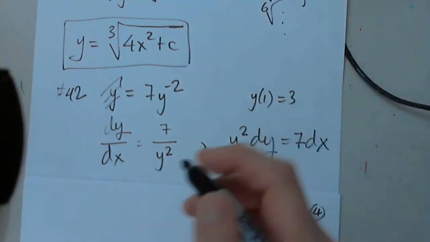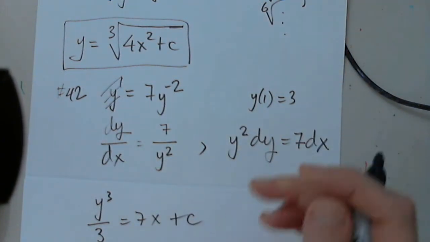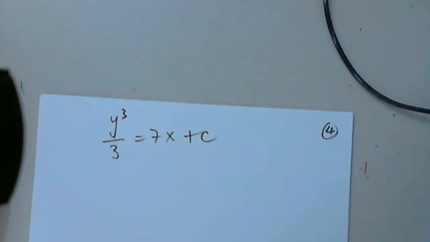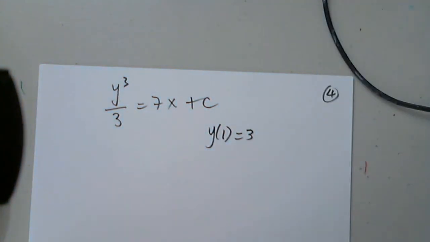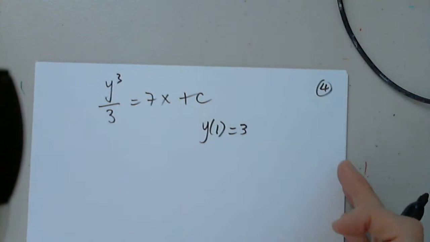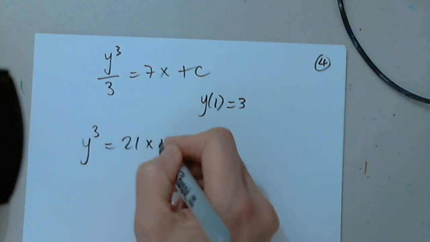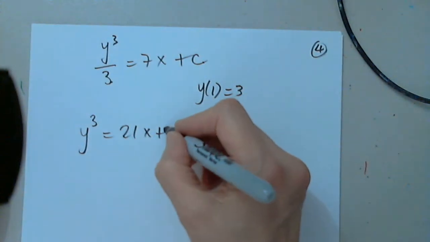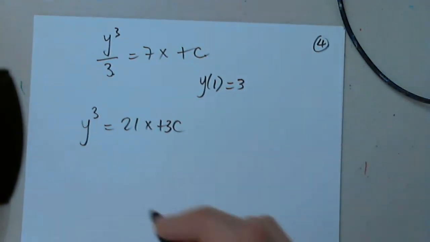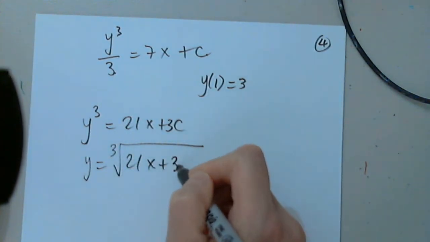Again, at this point, I have y cubed over 3 equals 7x plus a constant c. And I know that y of 1 is 3. So at this point, I can find the constant, or I can find it at the end, it doesn't matter. y cubed equals 21x plus a constant c, because 3 times c is not going to make a difference. You can write 3c if you want, it doesn't matter. And now y equals the same thing with the cube root, 21x plus 3c.